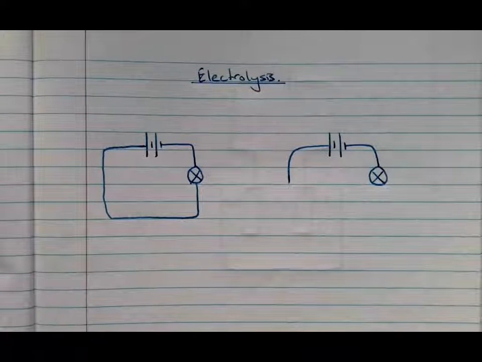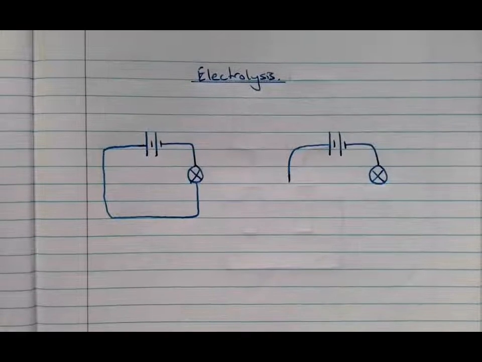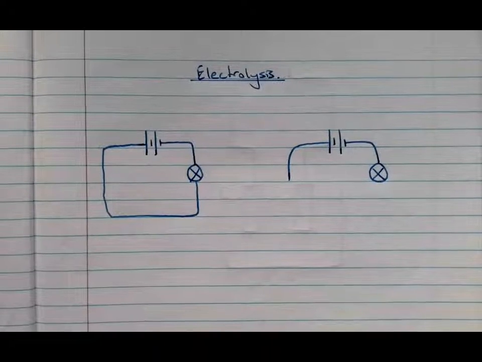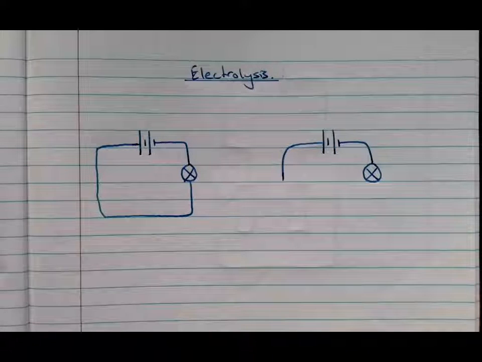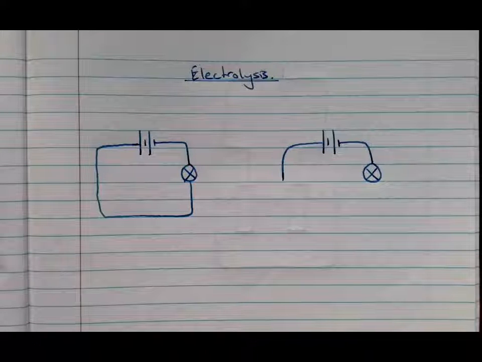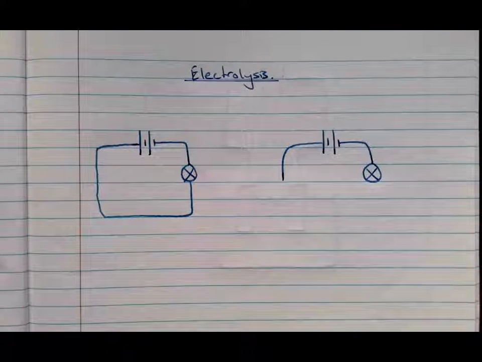Okay, now we're going to move on and apply all that knowledge that we've learned about ionic equations and half equations to a particular type of chemical equation, which is called electrolysis. Before we do that, we just need to do a little bit of recap on electricity.